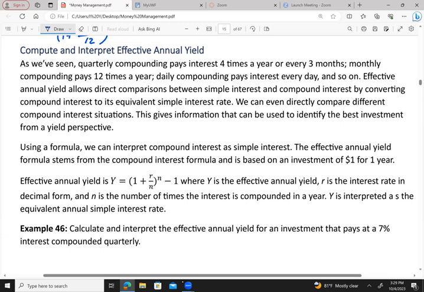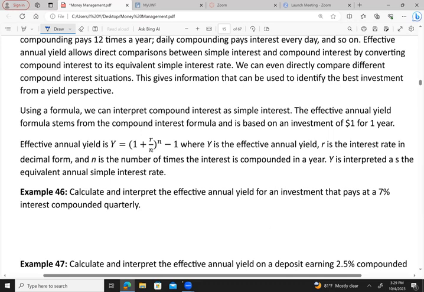The effective annual yield formula stems from the compound interest formula and is based on an investment of $1 for 1 year. Effective annual yield, Y, is equal to (1 plus R over N) to the N power minus 1, where Y is the effective annual yield, R is the interest rate in decimal form, and N is the number of times the interest is compounded in a year. Y is interpreted as the equivalent annual simple interest rate.